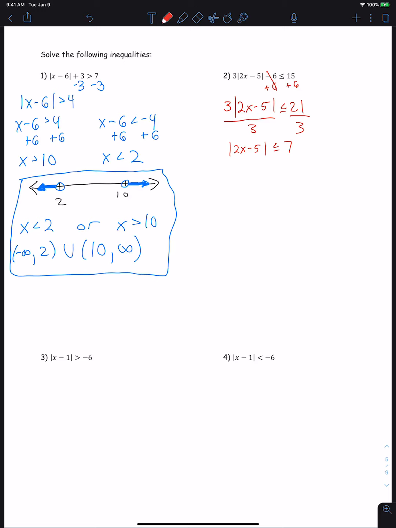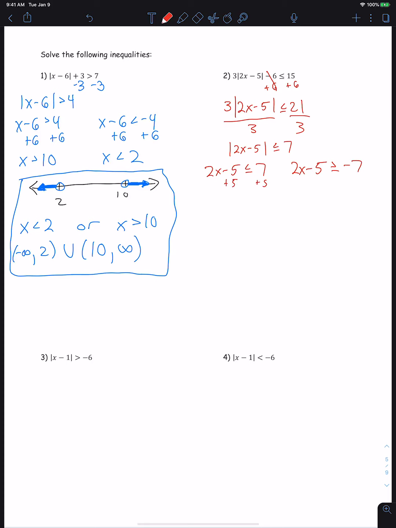So now I can write my two inequalities. I have 2x minus 5 is less than or equal to 7. And I also have 2x minus 5, flip the sign, and multiply by negative 1 on the right, is greater than or equal to negative 7. So I'm going to solve both of these inequalities.